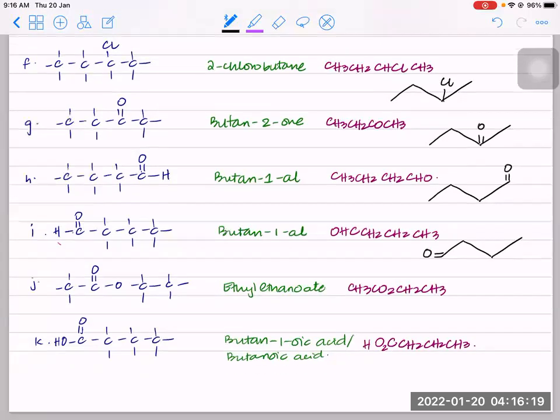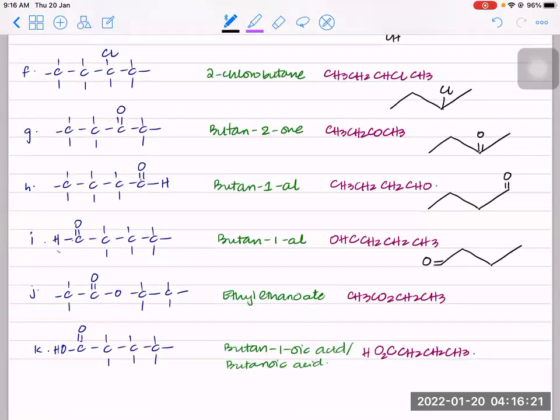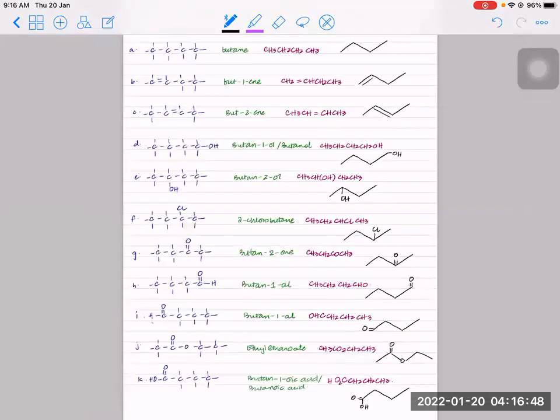Then this right here is an ester. So for the ester, it will be a carbon, another carbon with a double bond O, then a single bond O, then another carbon and another carbon. Then we have four carbons over here. And right here we have a double bond O with an OH. Clear? Is this clear? Do you guys understand how to write these skeletal formulae?